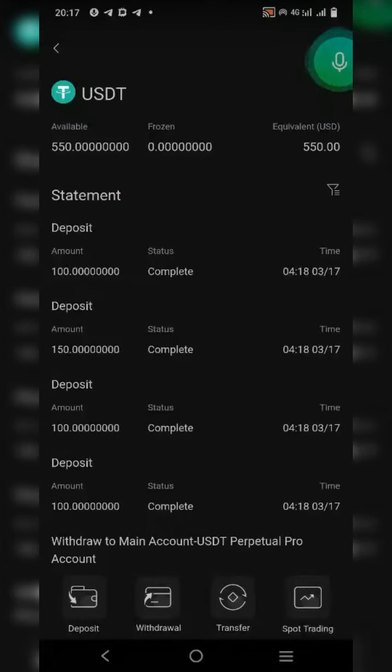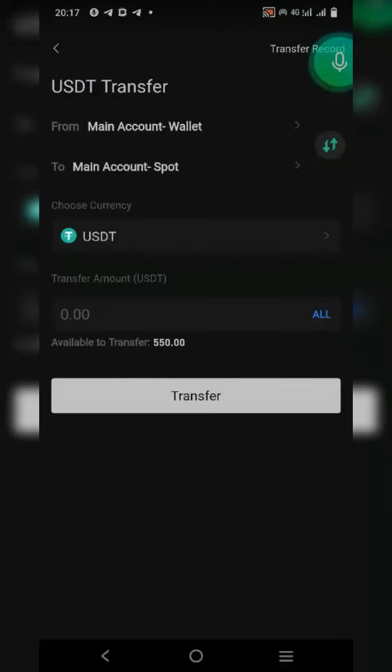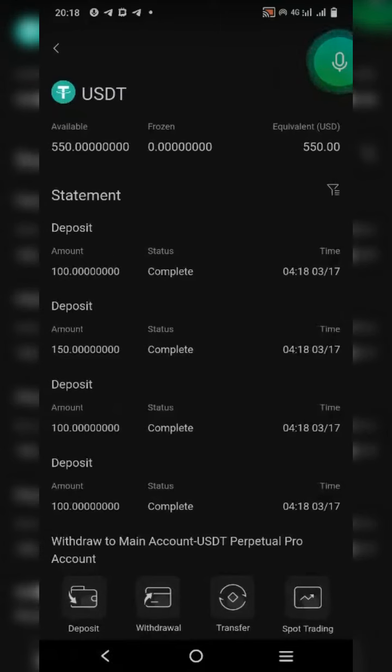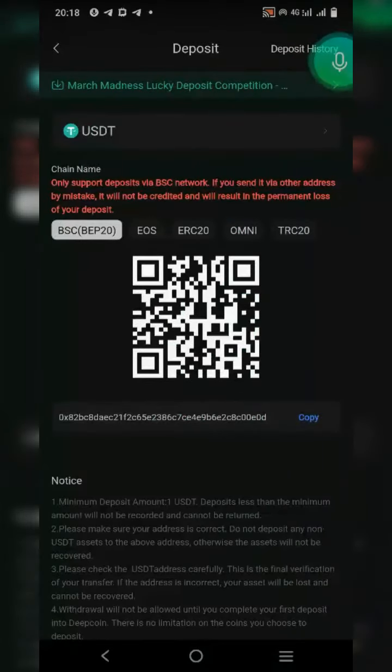But before you start to trade with the money on your in-app wallet, you need to transfer it to the spot market or the derivative market, depending on which one you want to trade. So I think I have 550 out of the 700 inside my in-app wallet. So I can decide to deposit. When I click deposit, I'll see different options where I can deposit.